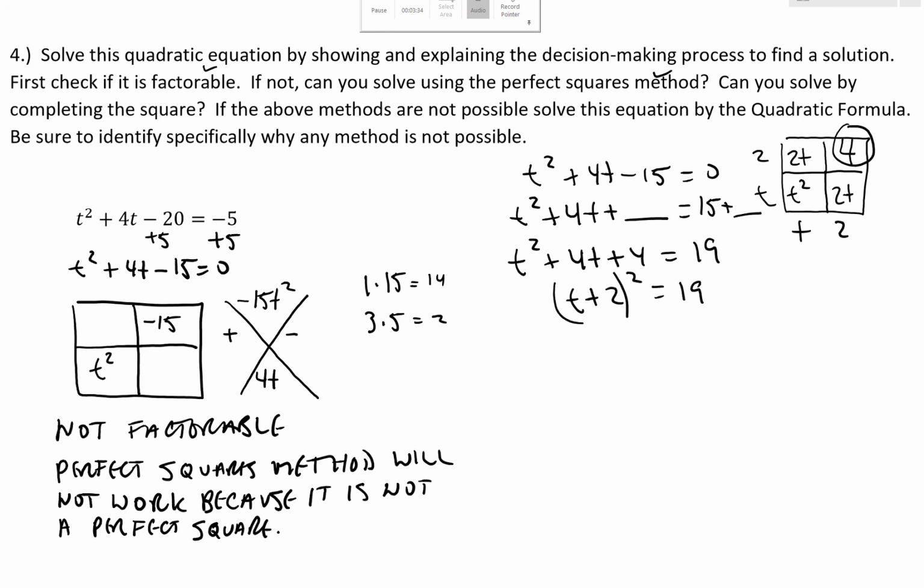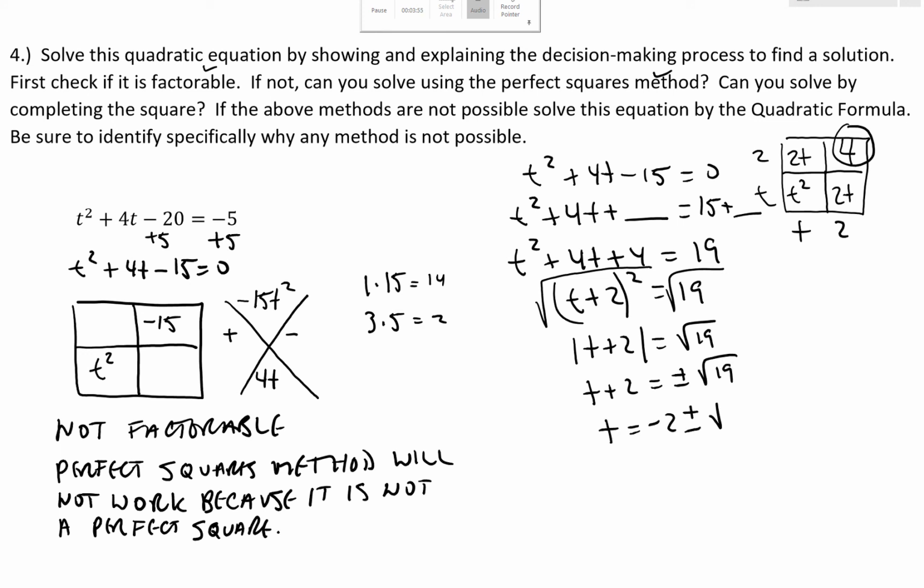And then I want to solve this, so I'm going to take the square root, and then I get the absolute value of t plus 2 equals the square root of 19. And so then t plus 2 equals plus or minus the square root of 19, which means t equals minus 2 plus or minus the square root of 19. And that's our answer. So we didn't need to use the quadratic formula. We could solve it using completing the square.